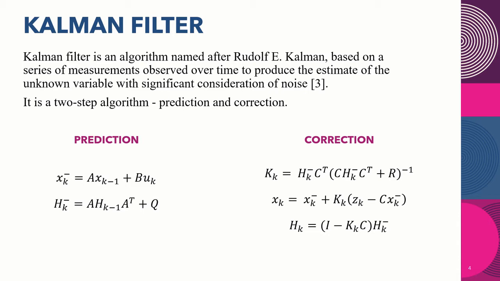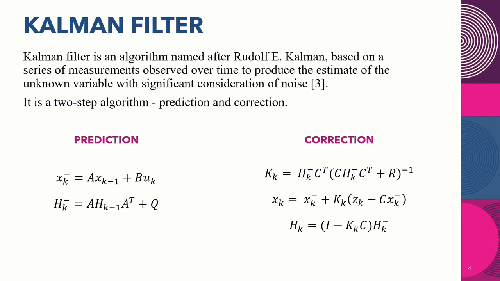Now the basic introduction of the Kalman filter algorithm. Kalman filter is an algorithm based on a series of measurements observed over time to produce an estimate of an unknown variable with significant consideration of the noise. It is named after Rudolf E. Kalman. This algorithm involves two steps: prediction and correction.